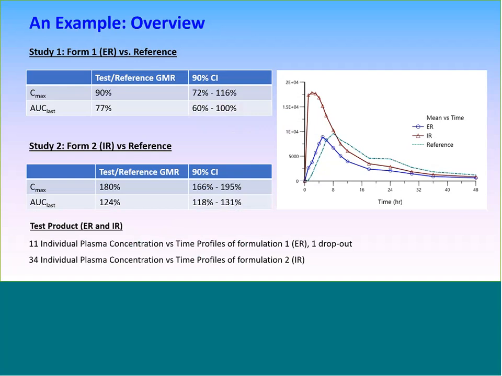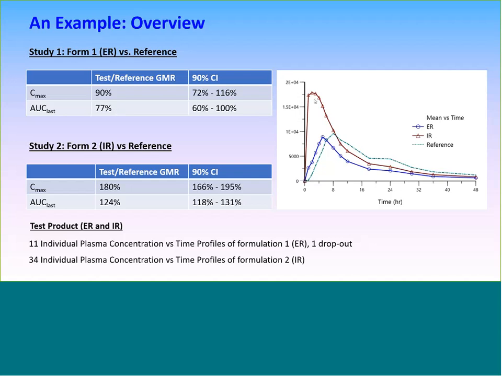This is the results summarized, focusing on the test product pellets, IR and ER, and the reference product. On the plot, you can see that the ER, the extended release pellets, exhibited a delay in Tmax and lower Cmax and total exposure, around 23% less compared to the reference product.